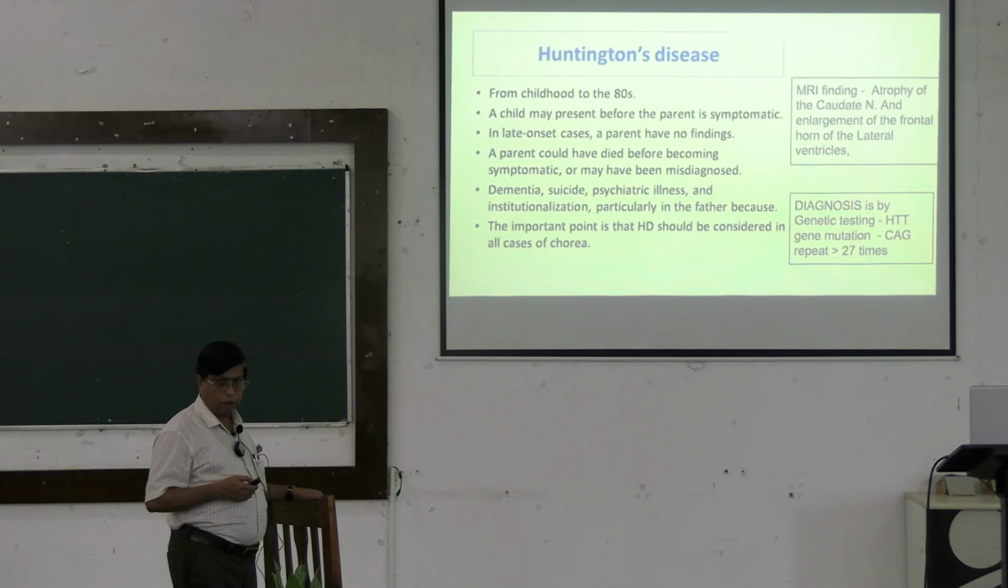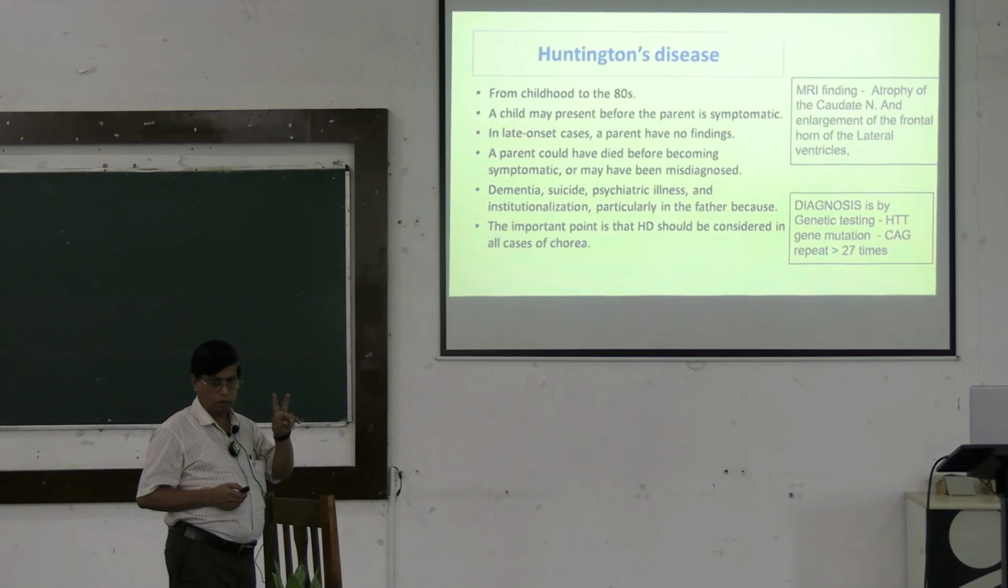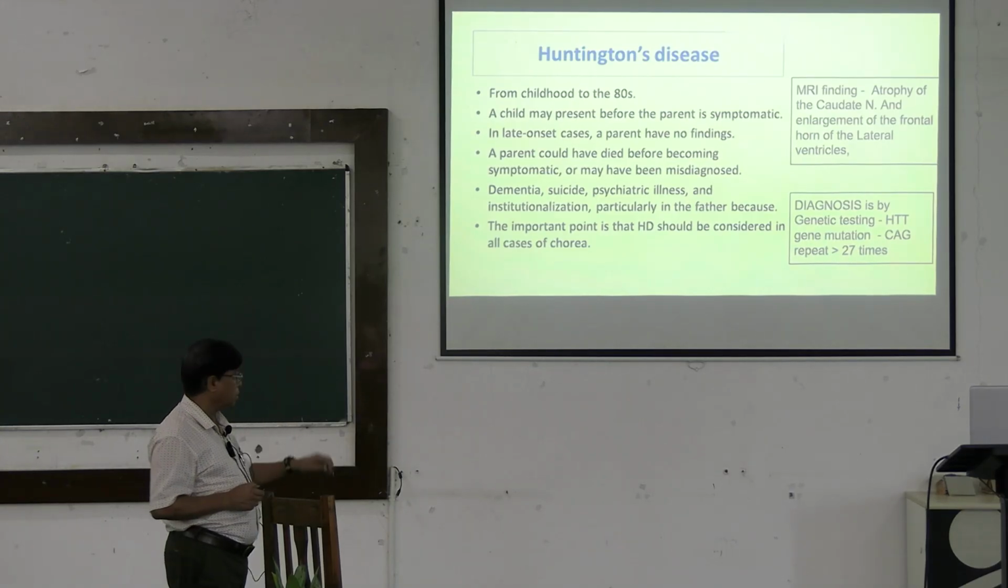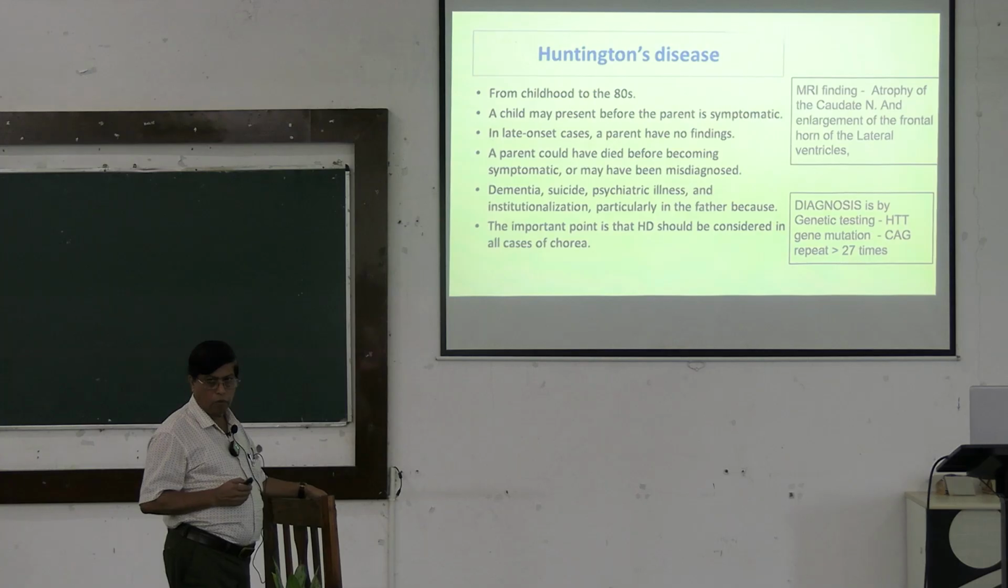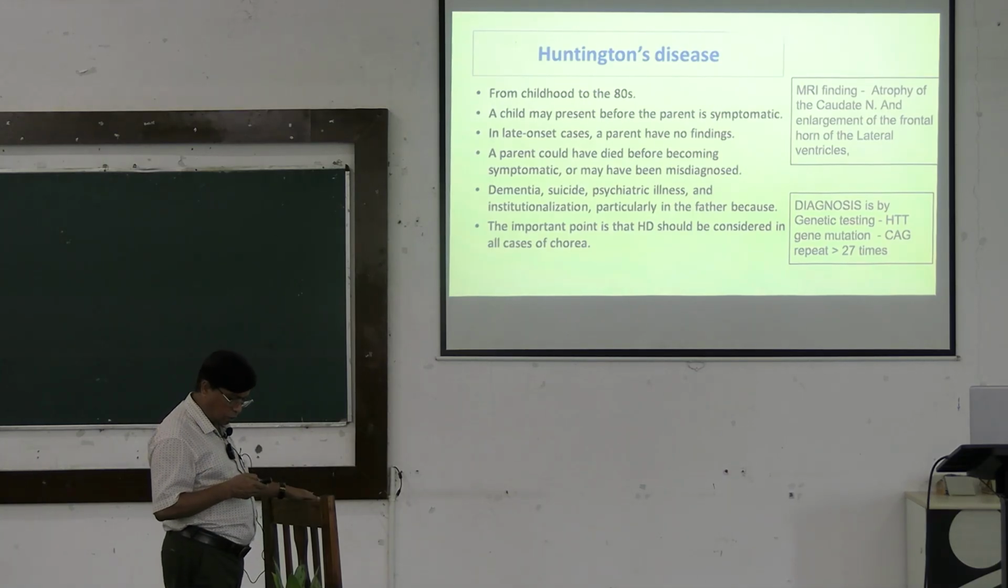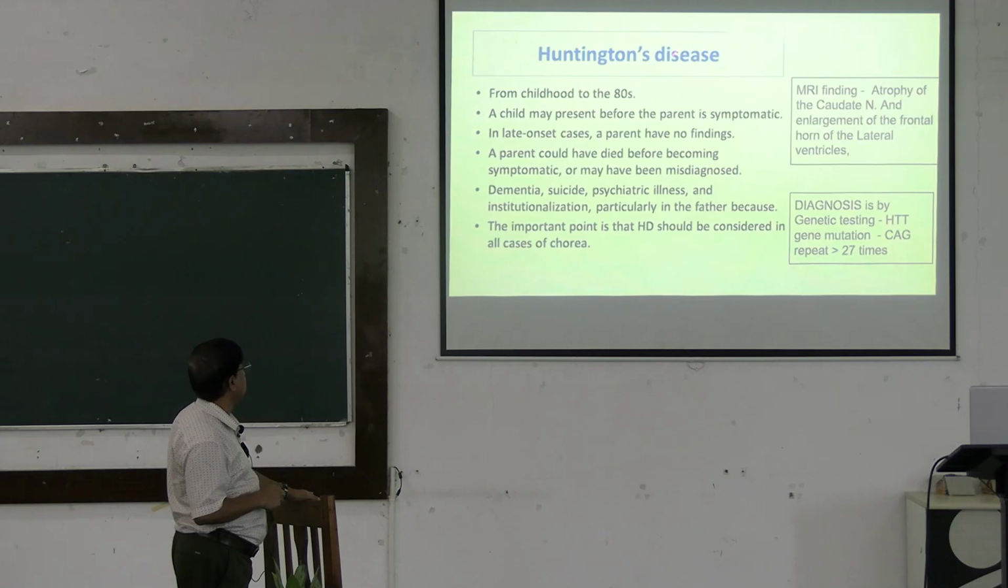There are different types of chorea, but two types you should mention in your written exam. One is Huntington's chorea, one is Sydenham's chorea. Sydenham's chorea will come later. Huntington's and Sydenham's are the two types of chorea you should know. There are other types also, which at present you may not know.